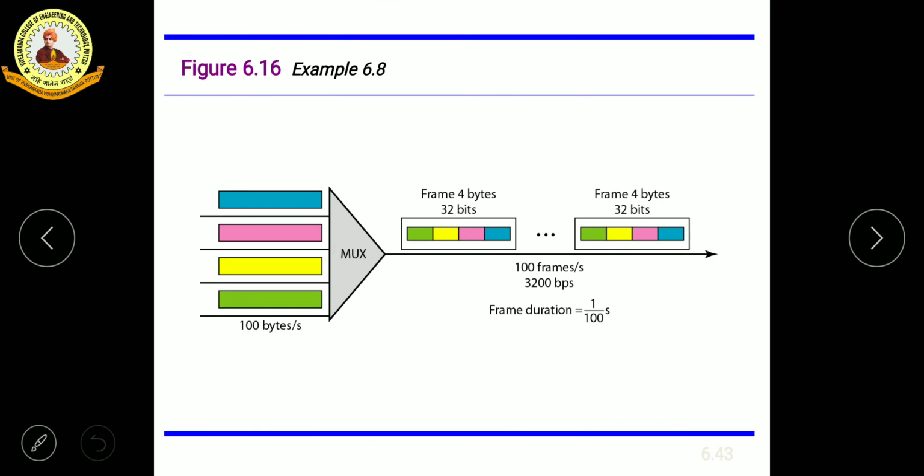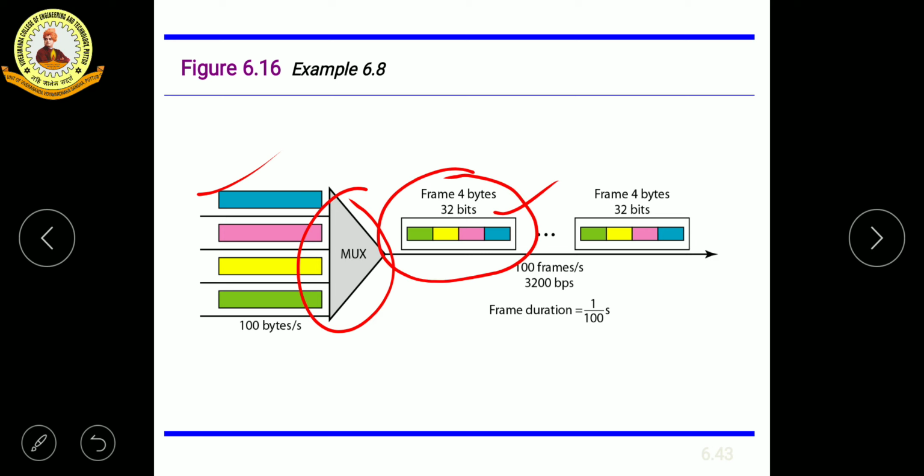This is the figure that we have to discuss. I have used 4 colors for 4 different sources: blue, pink, yellow and green. The multiplexer has 4 sources, 4 different color sources. Each frame carries 1 byte from each channel. This is the frame. First source is blue, so 1 byte from blue, 1 byte from pink, 1 byte from yellow and 1 byte from green. So 1 byte means 8 bits, you all know. So this overall frame consists of 4 bytes or 32 bits. That is the meaning. Okay, have you understood?